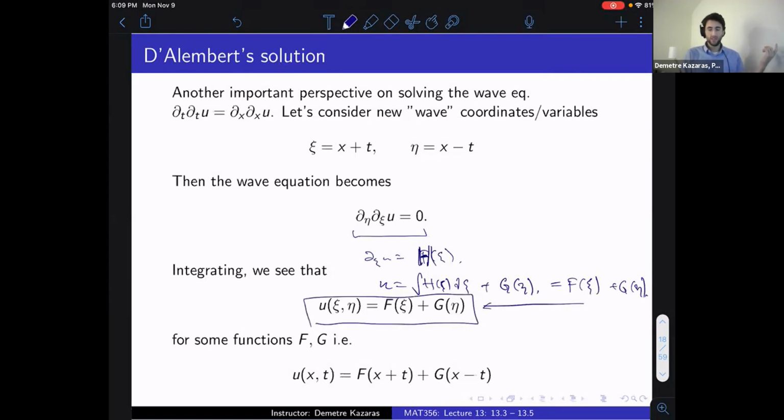So just generally, if you have a function of two variables, so that if you take the derivative with respect to one and then the other, you get 0, then it has to separate as the sum of a function of one variable plus a function of the other variable. Not so surprising.